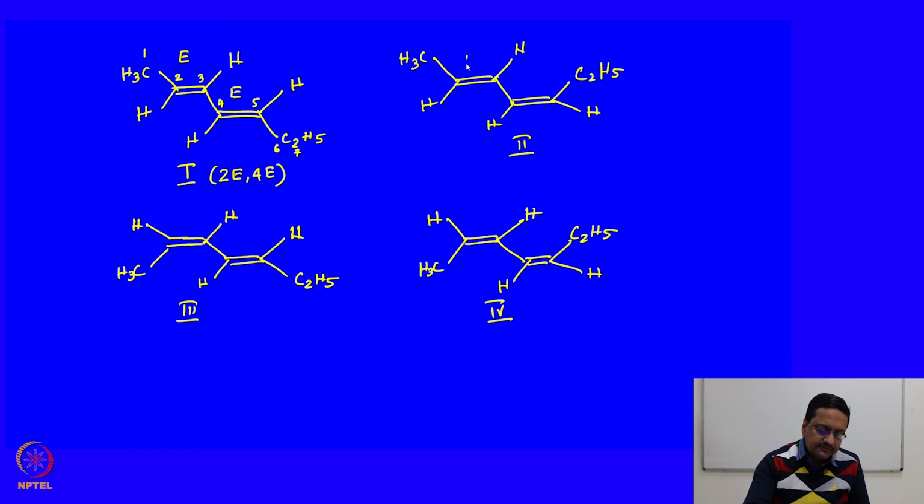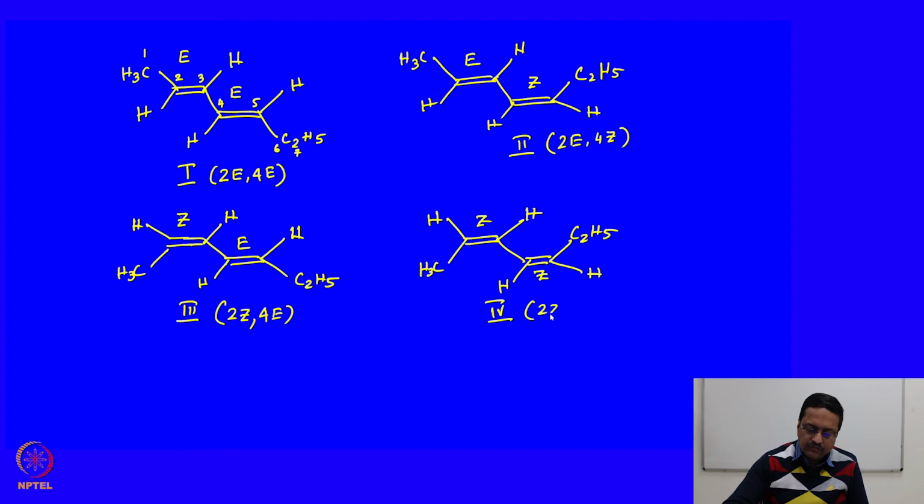In the second case, this is E, but that is Z. So, it should be 2E, 4Z. In the third case, this is Z and that is E. So, it should be 2Z, 4E, and in the fourth case, this should be Z and that also should be Z. So, it should be 2Z, 4Z.